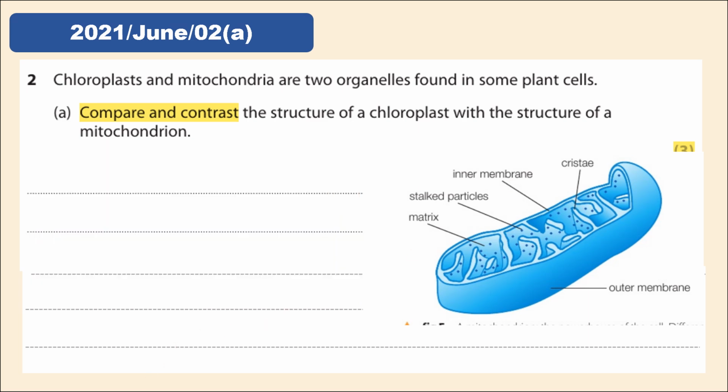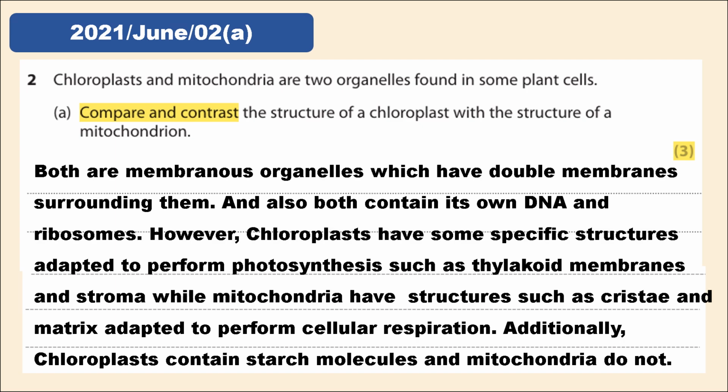So, to summarize the answer, both are membranous organelles which have double membranes surrounding them, and both contain their own DNA and ribosomes. However, chloroplasts have specific structures adapted to perform photosynthesis, such as thylakoid membranes and stroma, while mitochondria have structures such as cristae and matrix adapted to perform cellular respiration. Additionally, chloroplasts contain starch molecules and mitochondria do not.